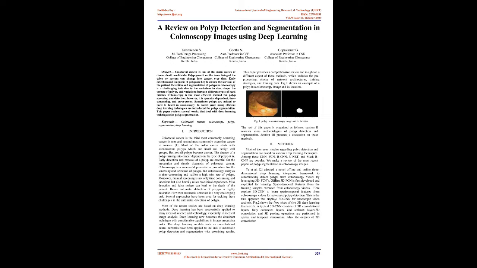Introduction. Colorectal cancer is the third most commonly occurring cancer in men and the second most commonly occurring cancer in women. Most colon cancer starts with adenomatous polyps, which are small and benign cell groups. But not all polyps become cancer. The chance of a polyp turning into cancer depends on the type of polyp it is. Early detection and removal of a polyp are essential for the prevention and timely diagnosis of colorectal cancer.